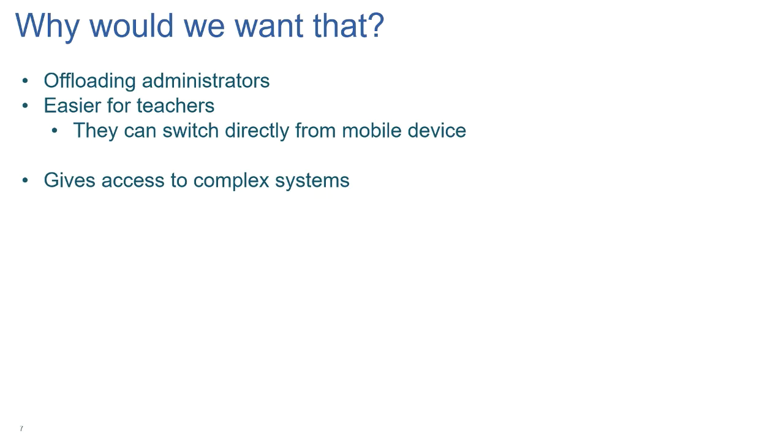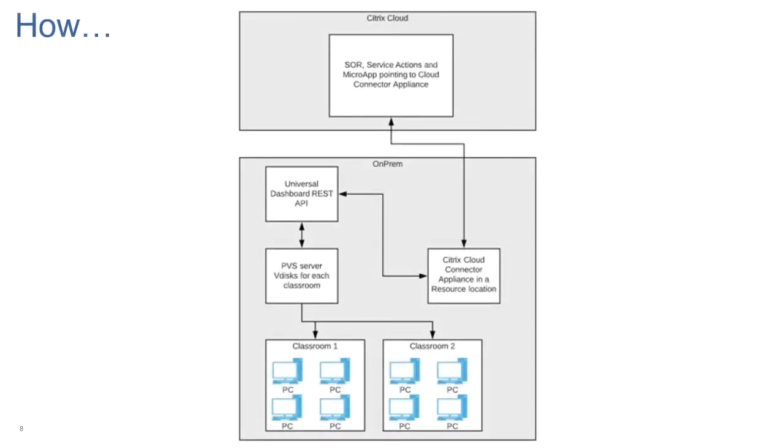So how would an overview of this look like? Something like this. At the top we have Citrix Cloud. This is where the integration is defined. On-prem, we have a Citrix Cloud Connector appliance. The Citrix Cloud Connector appliance is running as a VM in your favorite hypervisor and is connected back to Citrix Cloud. Only port 443 has to be opened outbound from the VM. No inbound ports are needed to be opened.